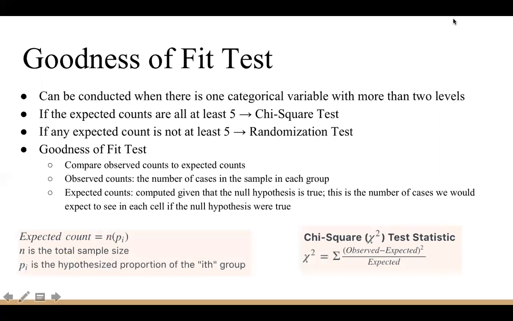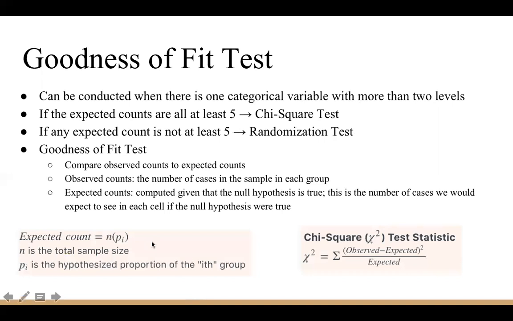So back to the goodness of fit test. So you compare observed counts to expected counts. The observed counts are the number of cases in the sample in each group, and the expected counts are computed given that the null hypothesis is true. So when you're computing expected counts, you assume that the null hypothesis is true. So when you're calculating your expected counts, you just take the sample size times your hypothesized proportion for the particular group you're calculating.